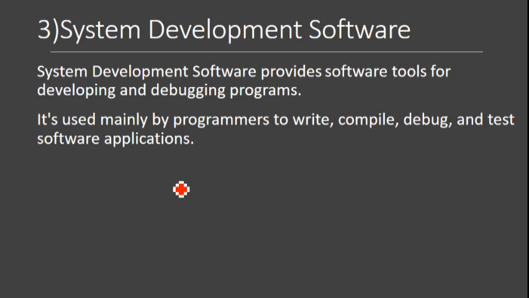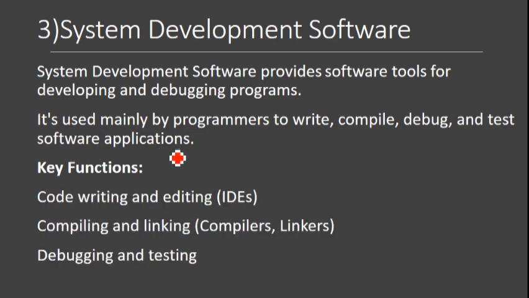The third one of the system software is the system development software. System development software provides software tools for developing and debugging programs. It is used mainly by programmers to write, compile, debug, and test software applications. The key functions of system development software are code writing and editing, compiling and linking the code, and debugging and testing.